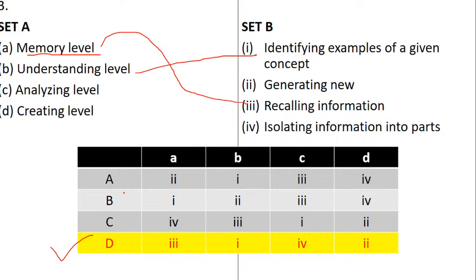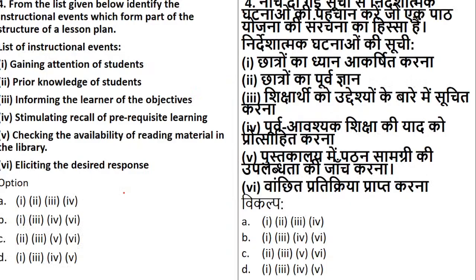Fine. Now let's go to question number 4, everyone. Now this is a little lengthy question, so read very carefully. Yes, Suma, the answer is D. The right answer is D, everyone, for question number 3. Now we are into question number 4. From the list given below, identify the instructional events which form a part of the structure of a lesson plan. Students, those who have done B.Ed know very well that a lesson plan has a structure. So, which of the things from the given list can be instructional events of a lesson plan?